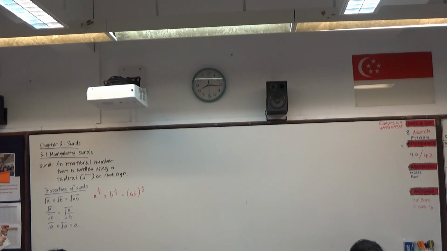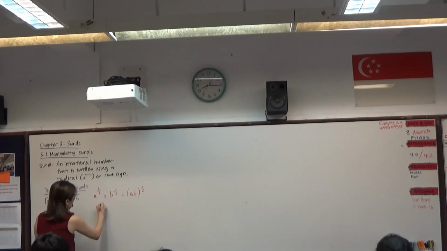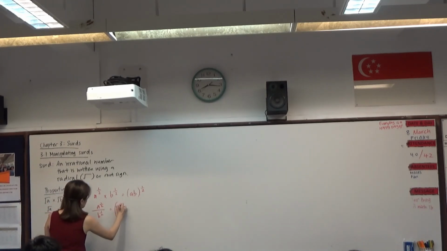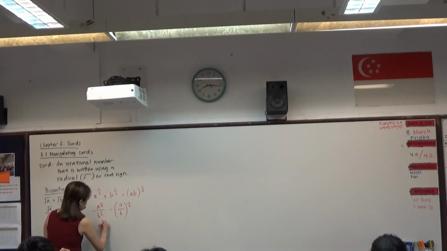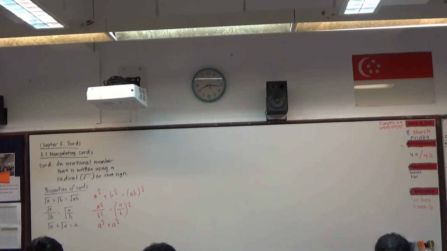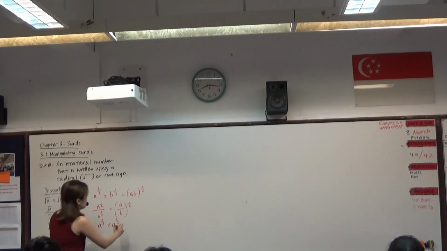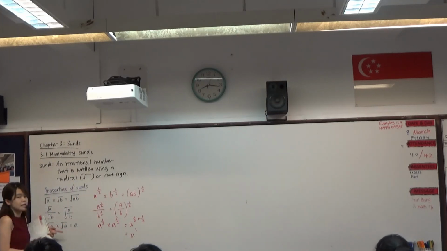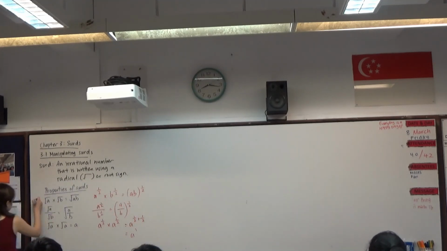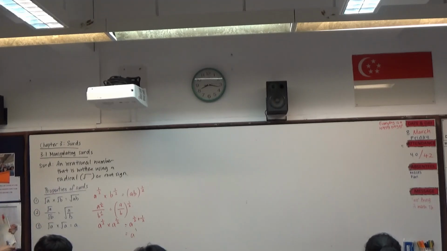Then the second property: square root A over square root B is the same as the square root of the entire fraction A over B. Same idea as what we have learned in indices. And then square root A times square root A, that's very important, gives us A. That's because it's actually A to the power of half times A to the power of half. So we add up the two powers, and that gives us A to the power of 1, which is actually A. So these three properties are very important when we do simplification of surds.